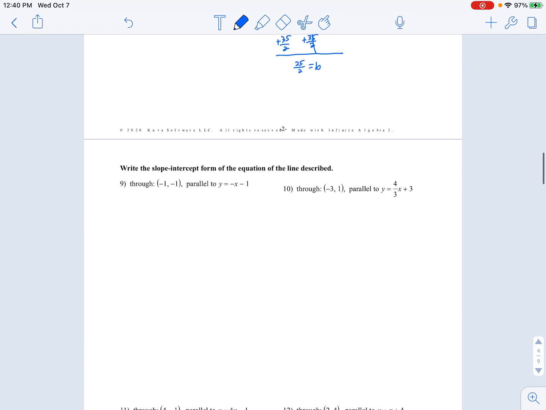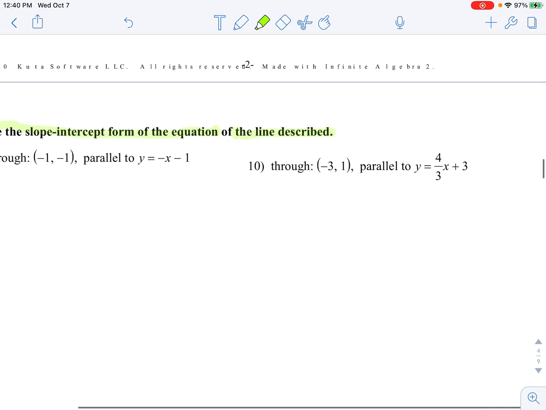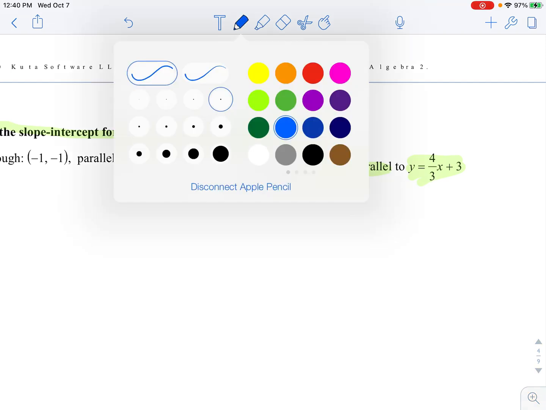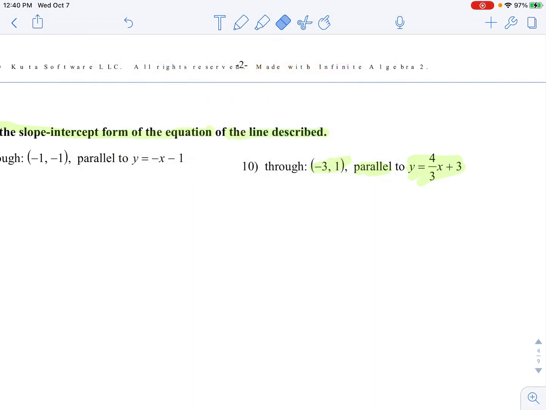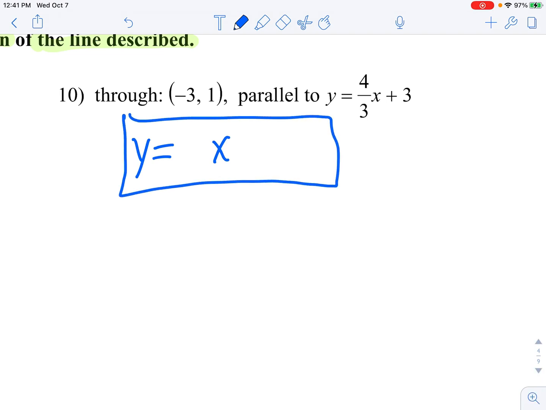Okay. Now we're moving on to a new type of problem. Write the slope-intercept form of the equation. So same thing we did yesterday, same thing we did up above, of the line described. So it's going to pass through a point, 3, -1, and it's parallel to this line. So, oops, what am I trying to do? I was going to erase all this highlighting. It's too much. So it's the same exact goal. Y equals mx plus or minus b. We just need to fill in this space and this space.